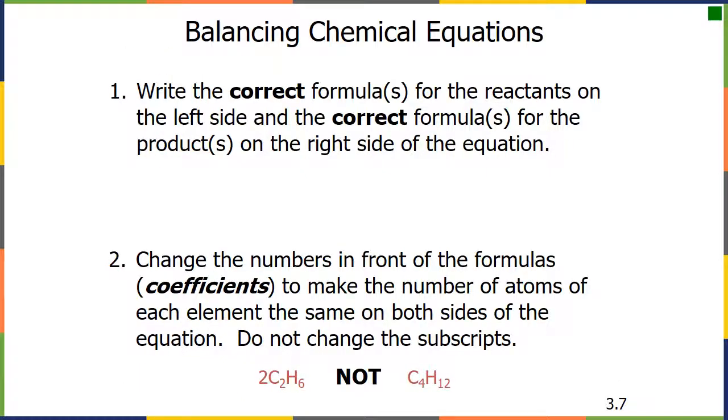So in order to do this, we have some rules. One, we have to start out with the correct formulas. We can't change flour into sugar. Sugar is sugar and flour is flour. It's the same thing with chemistry.